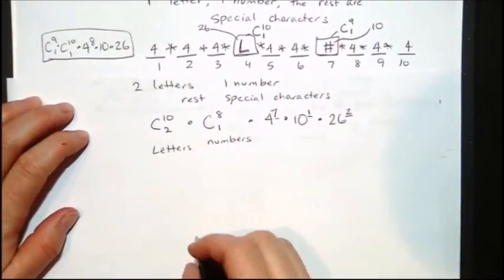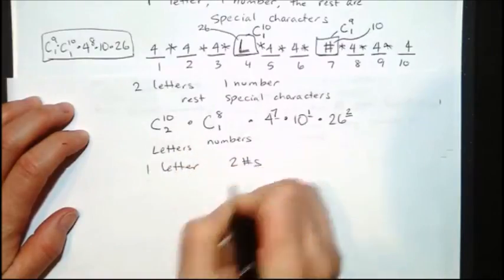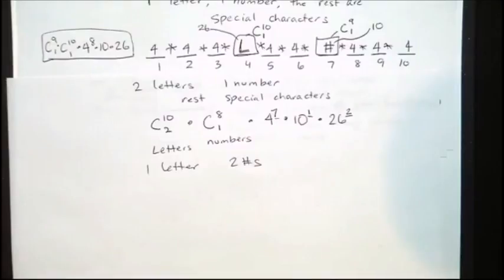Now we need to do 1 letter, 2 numbers. I'm surprised I haven't heard any groaning yet. Okay, you're just being nice or something, yes?